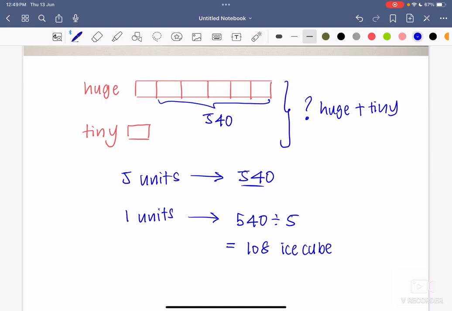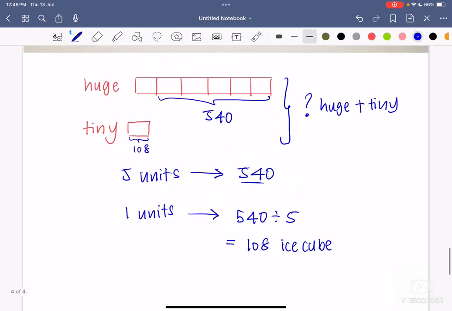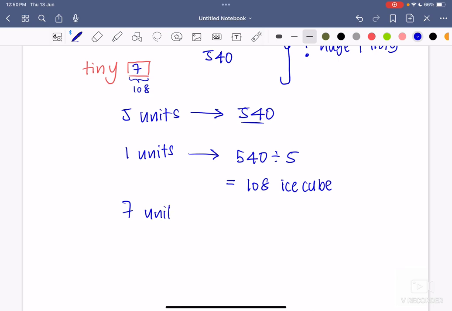Okay, so this 1 unit is 108. Now how many units must we find out? The total, right? Which is 1, 2, 3, 4, 5, 6, 7. 7 units. So 7 units is just 108 times 7, which will give you 756 ice cubes in total. Okay, so this one you will need to do your multiplication table.